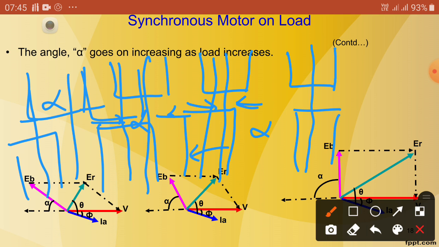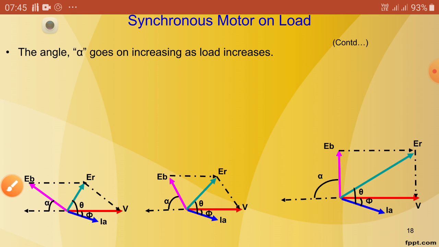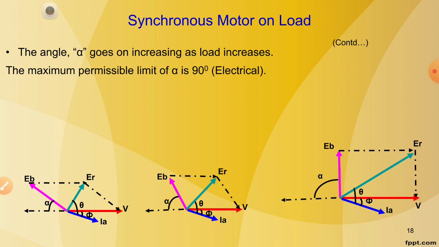If the load is increased further, what will happen? This is the north pole and this is the south pole of the rotor, and alpha goes above 90 degrees, and the magnetic coupling between the stator and rotor breaks. Then the rotor comes to standstill. This is a vector diagram, similar to this vector diagram. You can see the maximum possible limit of alpha is 90 degrees electrical.